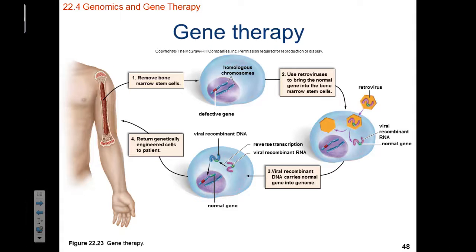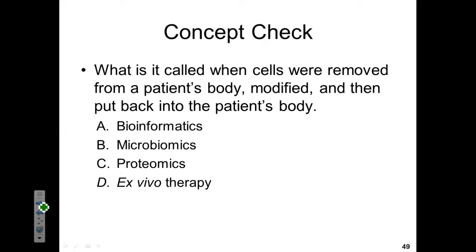So, if we look at our gene therapy, an ex vivo method is to remove the cells from the patient, modify the cell, take that cell and put it back into the patient to help relieve the disease state from that patient.